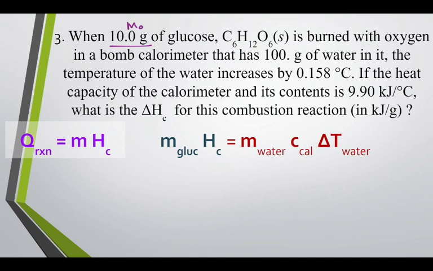Here I'm going to show you how, if I don't write out those numbers off to the side, we can just make those notations on them here. As we read through, we have that 10 grams of glucose, that's our mass of glucose, is burned with oxygen in a bomb calorimeter with 100 grams of water, so that's our mass of water. The temperature of the water increases by 0.158, so that's already telling us the change in temperature. It's not telling us the final and the initial, it's just telling us how much it changed by.